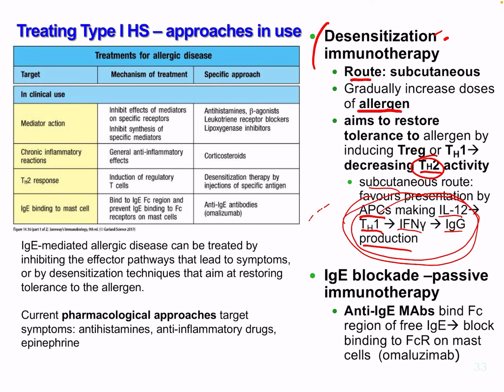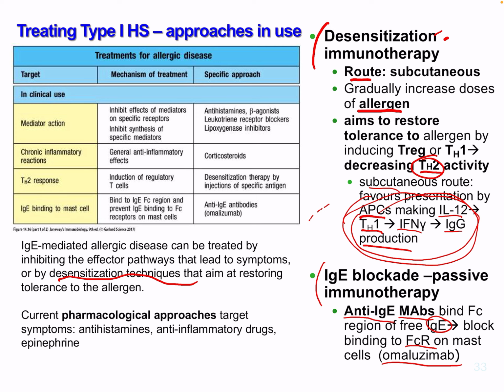We can also have IgE blockade, which is a passive immunotherapy, where we have anti-IgE monoclonal antibodies, which bind to the Fc region of the free IgE, and these block the binding of the Fc receptor on mast cells. And here's omalizumab, which is the example. So IgE-mediated allergic diseases can be treated by inhibiting the effector pathways that lead to symptoms, or by desensitization techniques, as we mentioned, that aimed at restoring tolerance to the allergen.